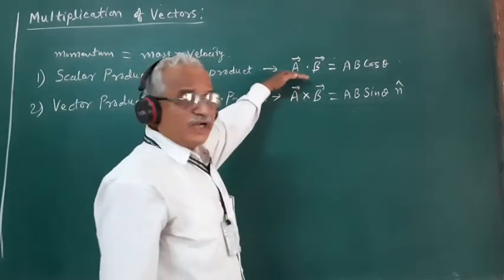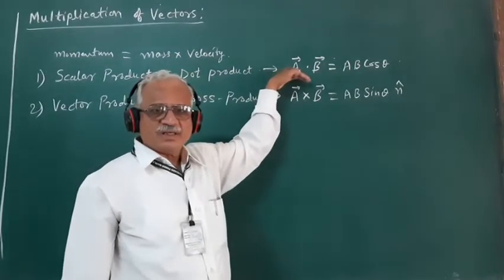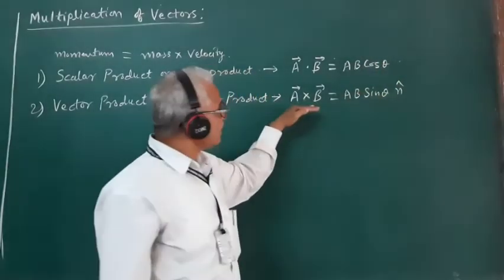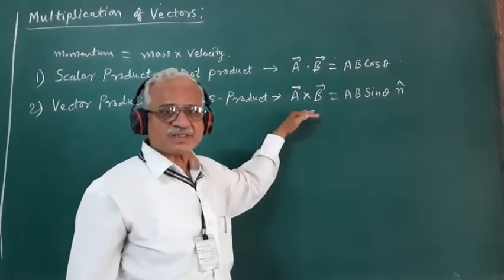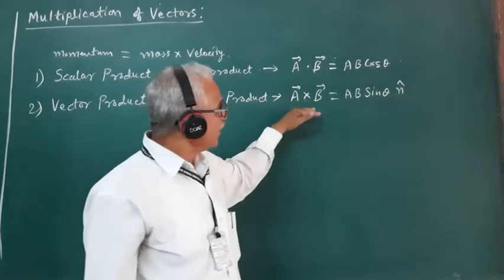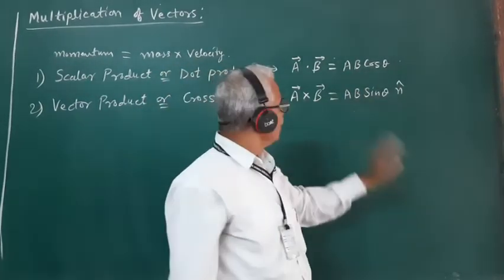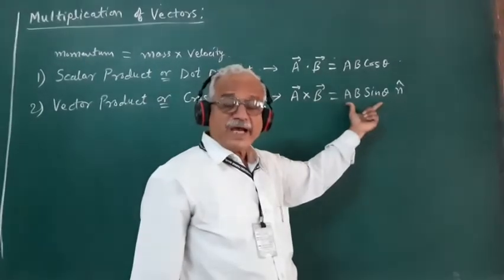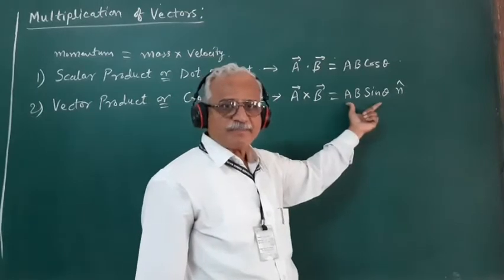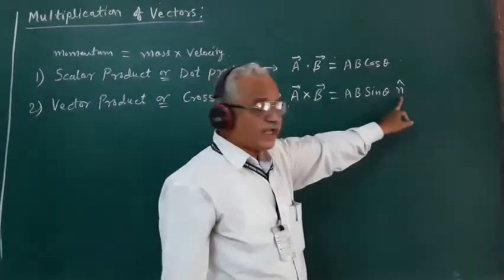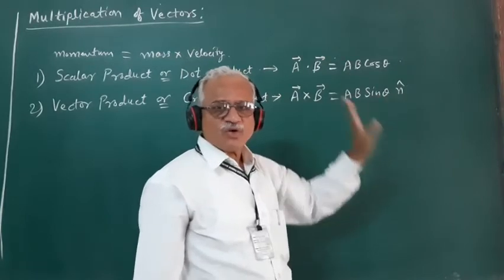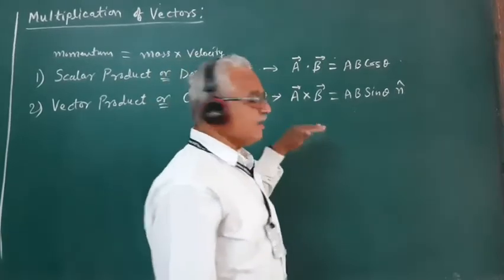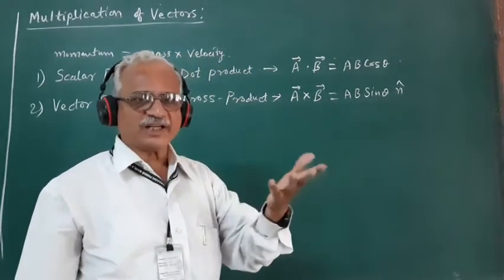If we take this kind of multiplication of the two vectors, it results into a scalar quantity, whereas if we take this type of multiplication of the two vectors, it results into a vector quantity. A B sin theta is the magnitude of A bar cross B bar and this n cap represents the direction of this vector. So in detail we shall discuss this cross product later on.